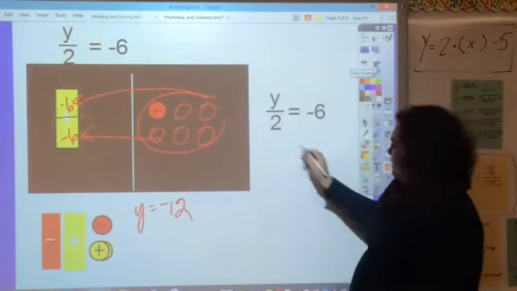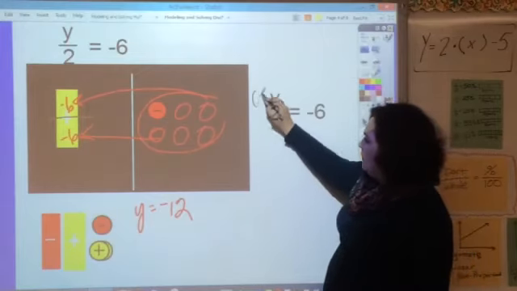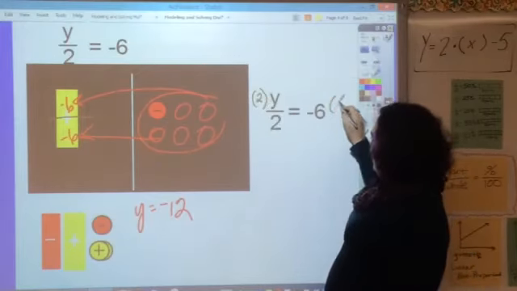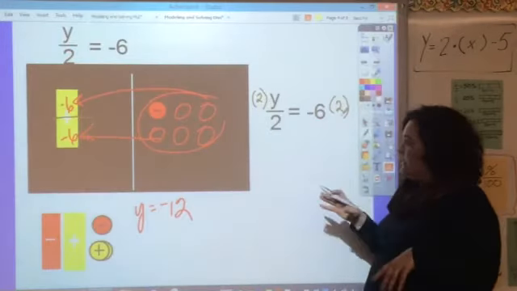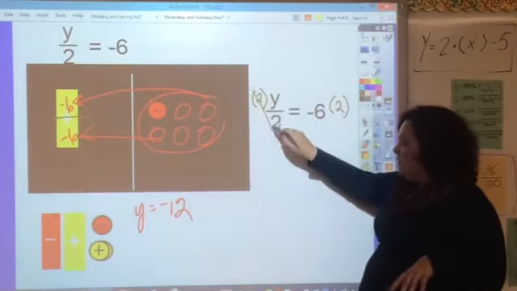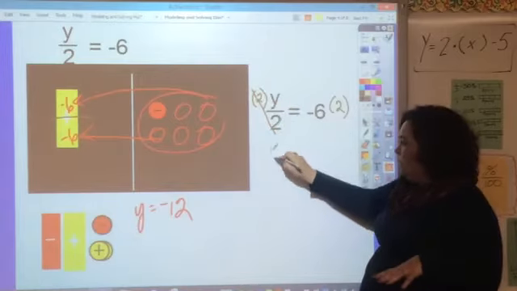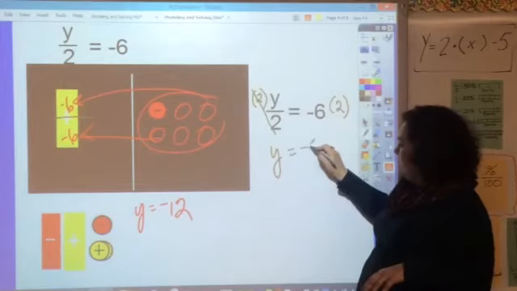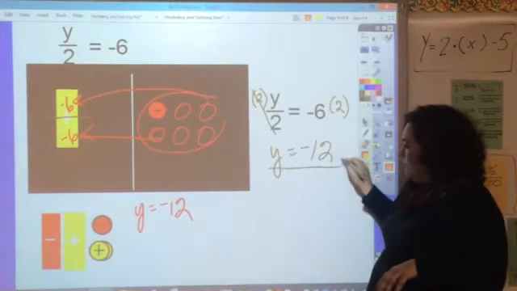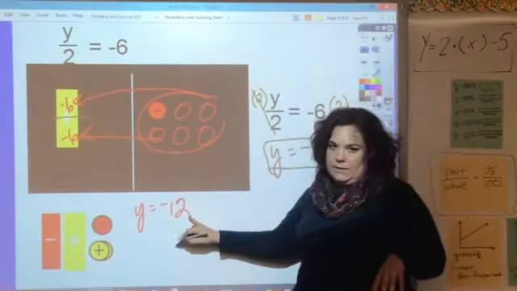And then this is divide by 2, so I'm going to put times 2, times 2. And again, this isn't just hanging out. I've got it in that parentheses so that these cancel. 2 divided by 2 just leaves y. And -6 times 2 is -12. And these match up. You can see that now.